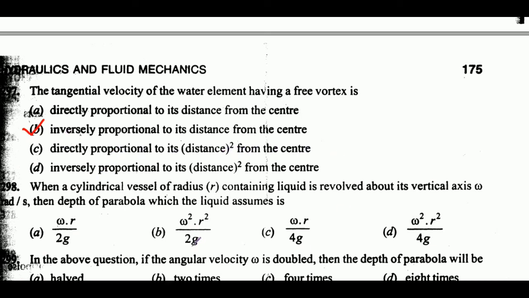Next is, when a cylindrical vessel of radius r containing liquid is revolved about its vertical axis at omega radian per second, then the depth of parabola which the liquid assumes is. Here friends, these are the options, and here the correct answer is option B, that is omega square into r square upon 2g.